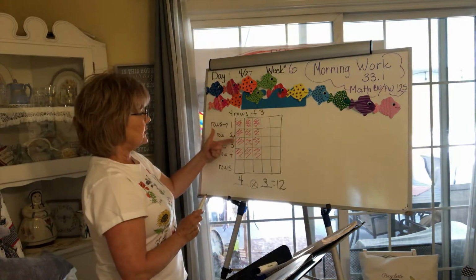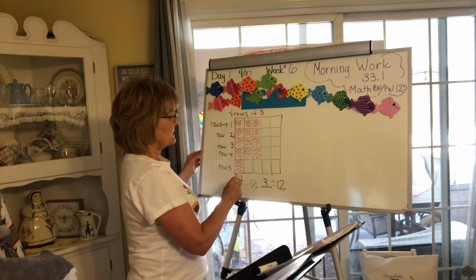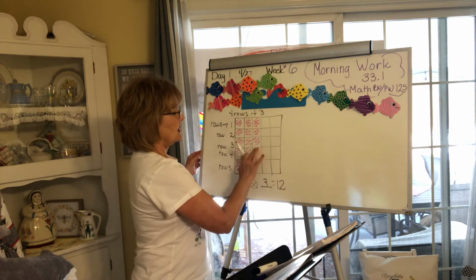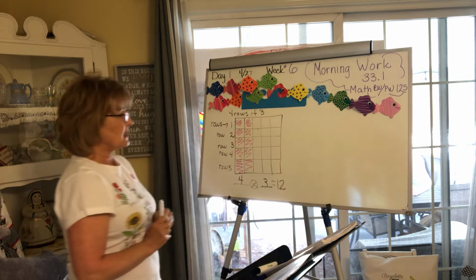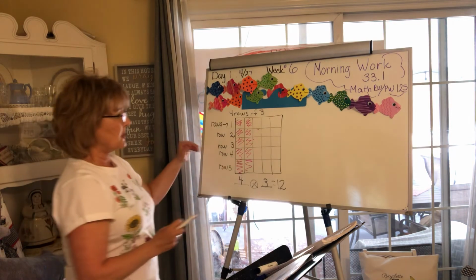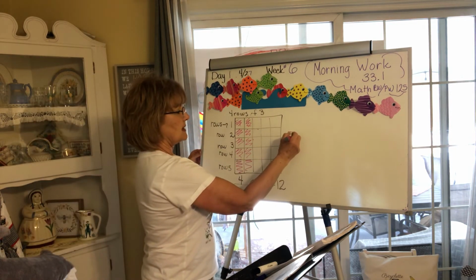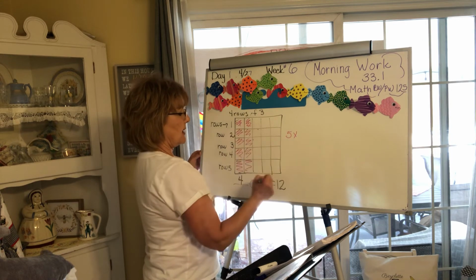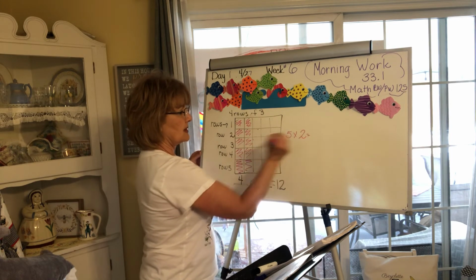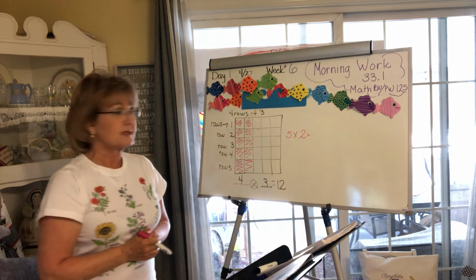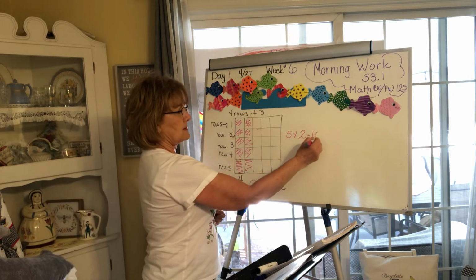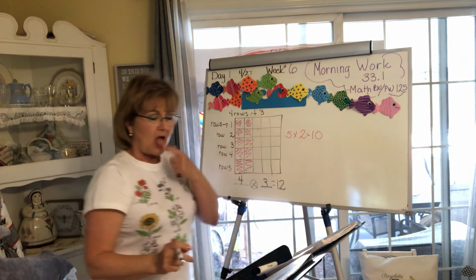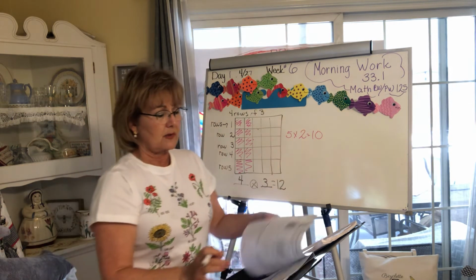Okay, so the next one wants you to do 5 rows of 2. So it's 1, 2, 3, 4, 5 rows of 2. So that's basically what it's going to look like. 5 rows, 5 times you have a 2. And 5 2s equal 2, 4, 6, 8, 10, right? Great. Okay, that's how you're going to be doing the next page.